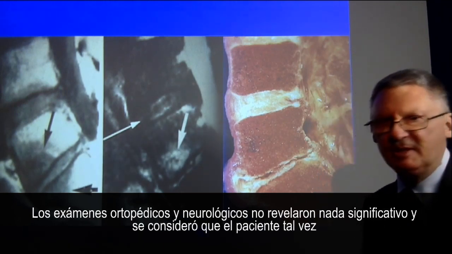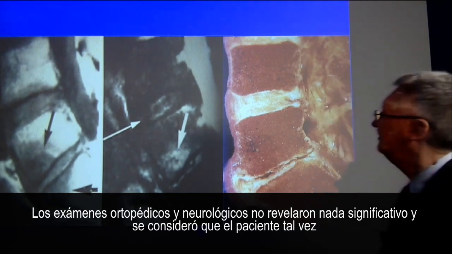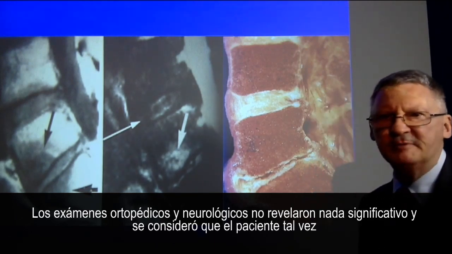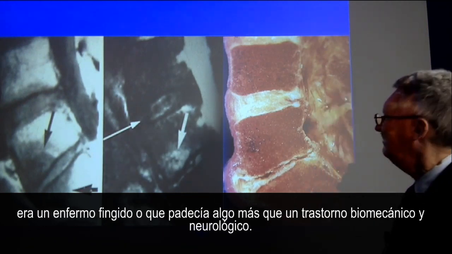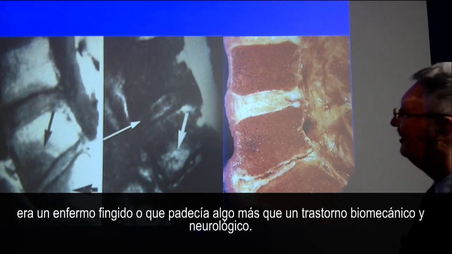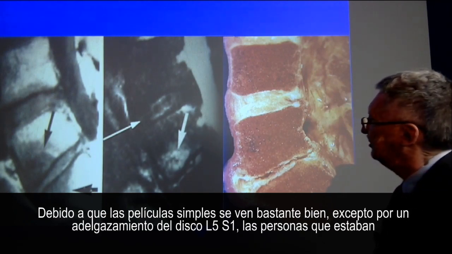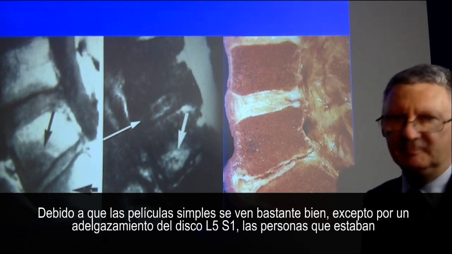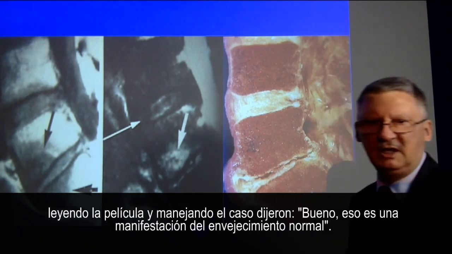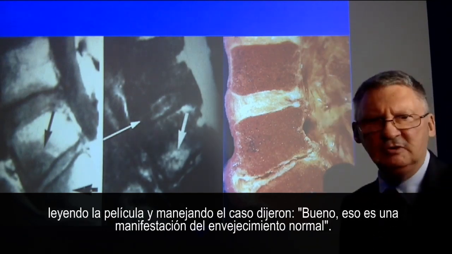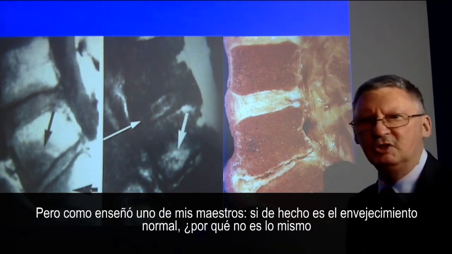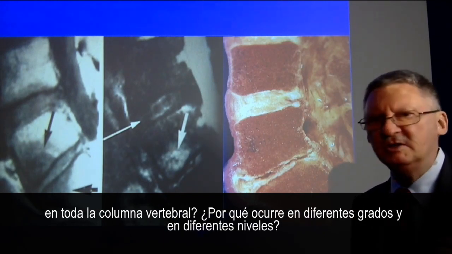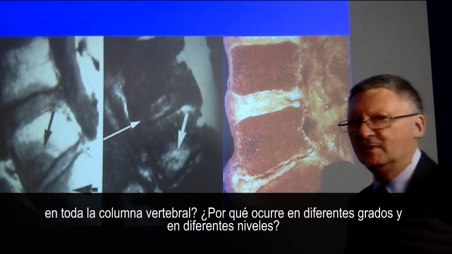Orthopedic and neurological examinations failed to reveal anything significant, and it was felt that the patient perhaps was a malingerer or was suffering from something other than a biomechanical and neurological disorder, because the plain films looked pretty good except for some thinning of the L5-S1 disc. And the individuals who were reading the film and managing the case said, well, that's a manifestation of normal aging. But as one of my teachers taught, if indeed it's normal aging, why isn't it the same throughout the spine? Why does it occur to different degrees and at different levels?